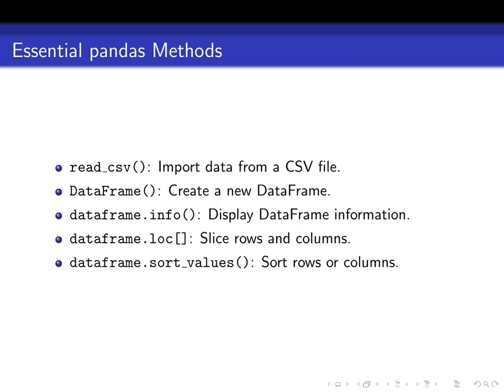Some essential pandas methods include read_csv, which imports data from CSV files, and dataframe.info, which displays summary information about a data frame. Other methods like dataframe.loc and dataframe.sort_values help with slicing and sorting datasets.